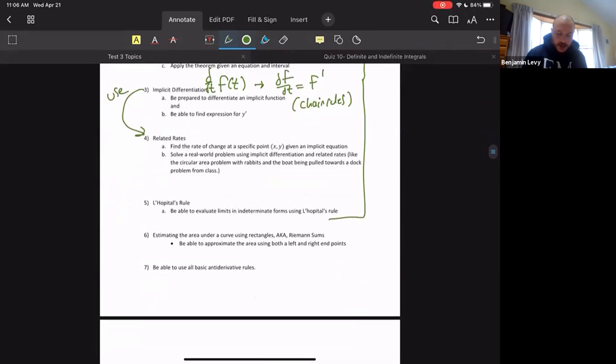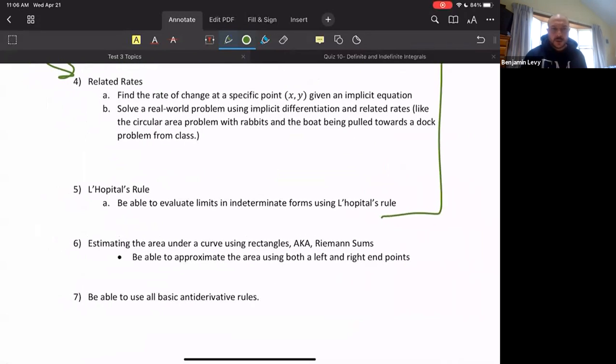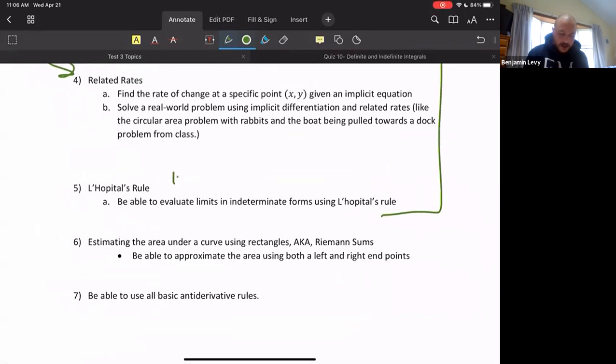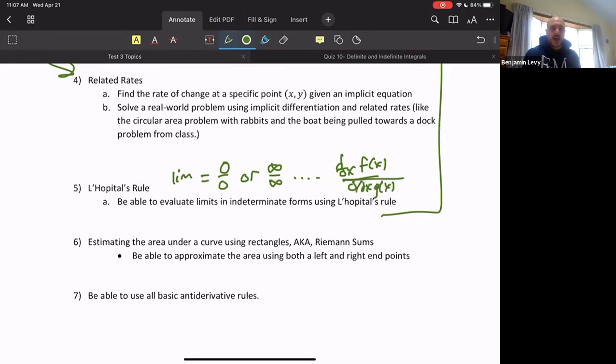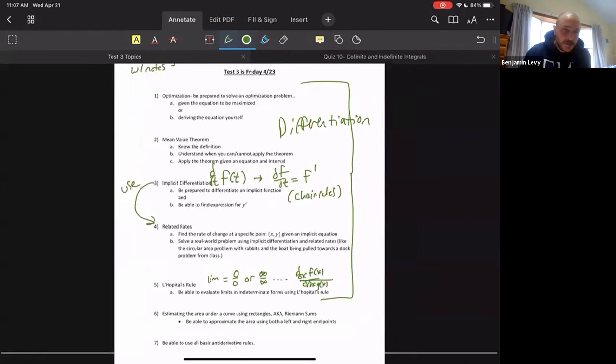And then the last thing we looked at related to differentiation was L'Hopital's rule. So that's where you have some limit and you end up with either 0 over 0 or infinity over infinity. And so what you do is you can do the derivative of the top function and the bottom function. That's just a quick reminder of what that is in case you forgot. We can look at that too if you want. So those first 5 topics are all about derivatives.